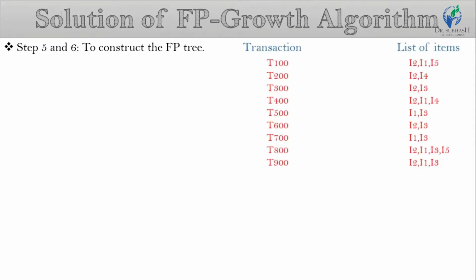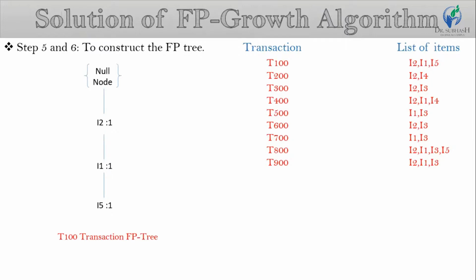Now I explain steps number 5 and 6 combined, which is to build the FP tree. Now see our original table. Based on that, we create an FP tree. For that, we start with the first transaction. Consider the root node as null. Our first transaction is I2, I1, I5. Note that every FP tree has a null node as its root node.